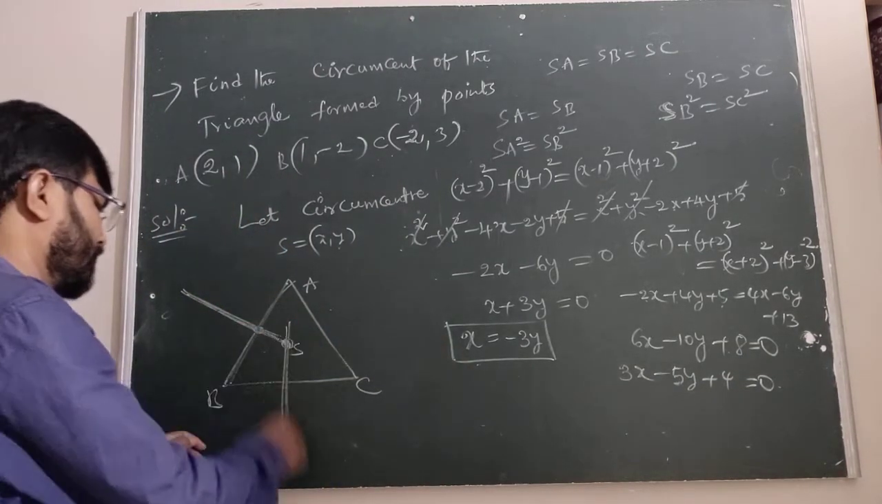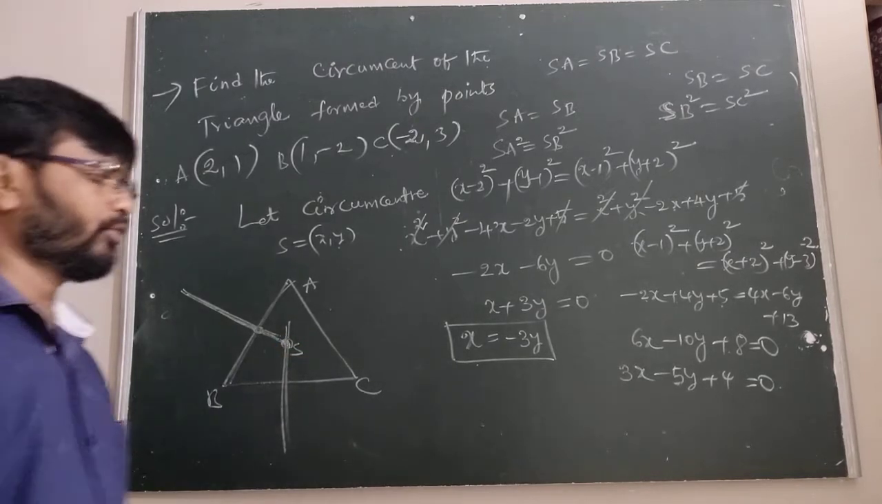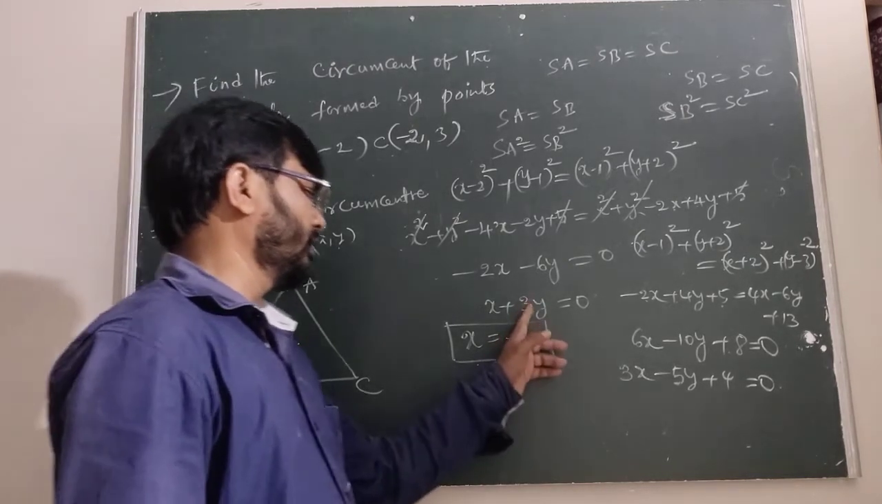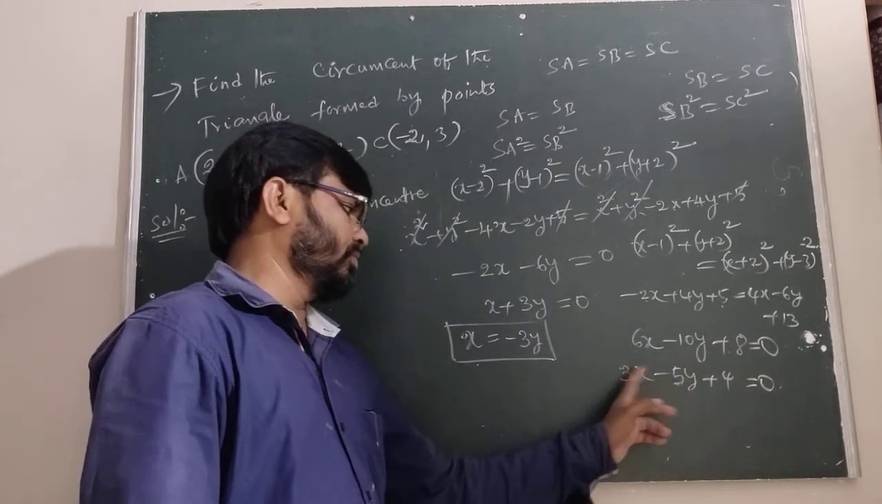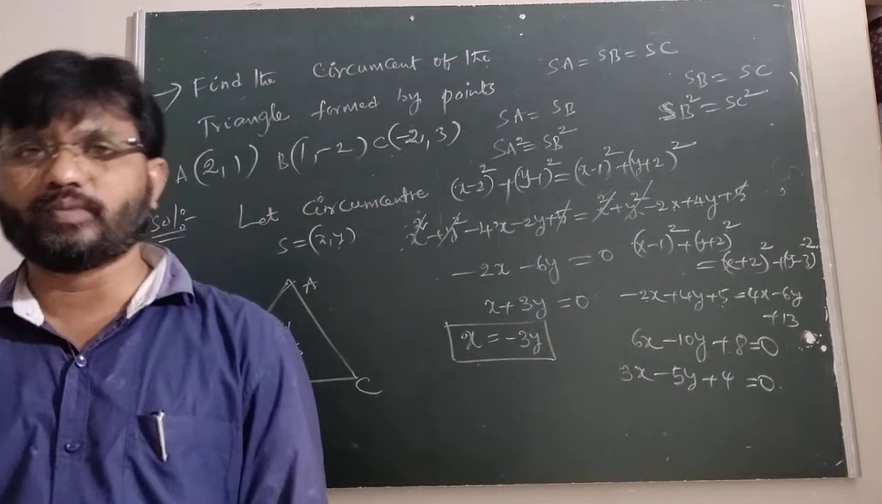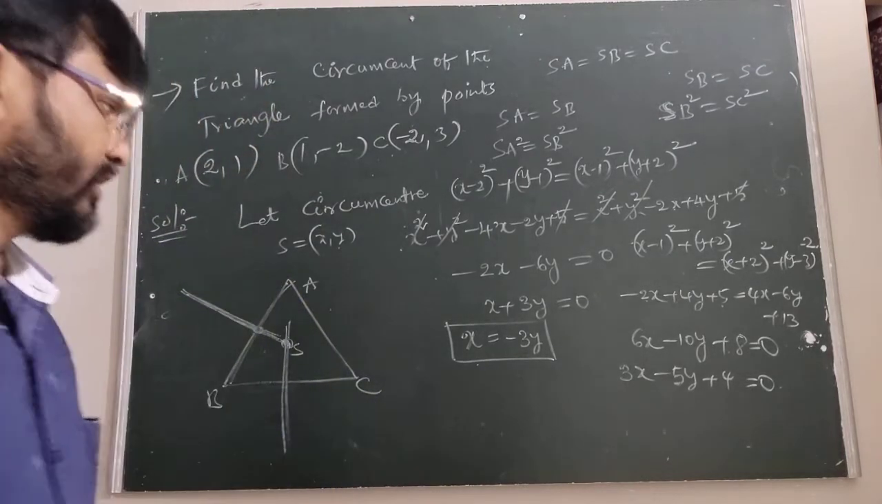This is the second perpendicular bisector. We have to take the cross multiplication method: 3, 0, 1, 3 and minus 5, 4, 3, minus 5. Then you can write x by, y by, 1 by. That is the cross multiplication method.